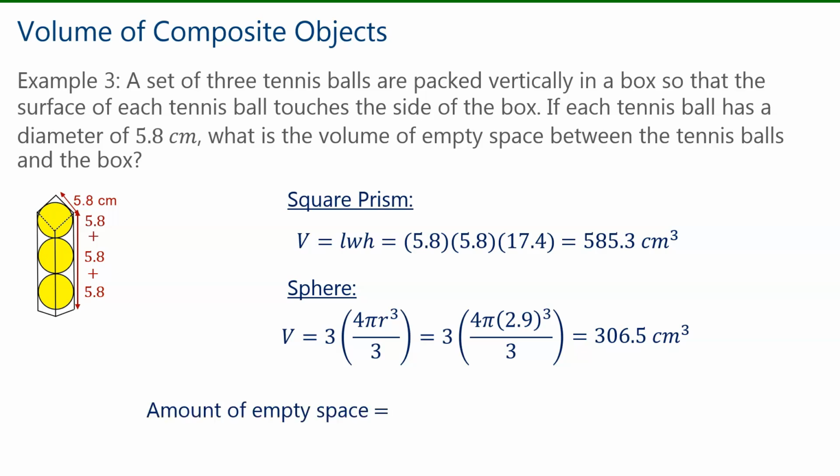So now again, to find the empty space, we need to subtract these two volumes. We'll take the volume of the box and then subtract the volume that's taken up with the tennis balls. Then we would have the amount of space left, which would be 278.8 cubic centimeters.